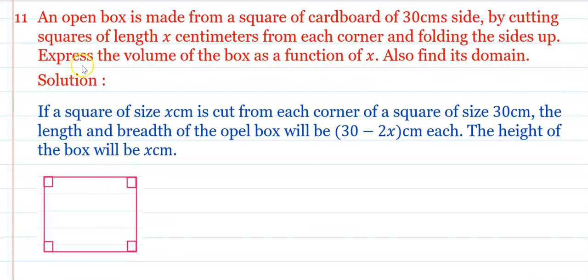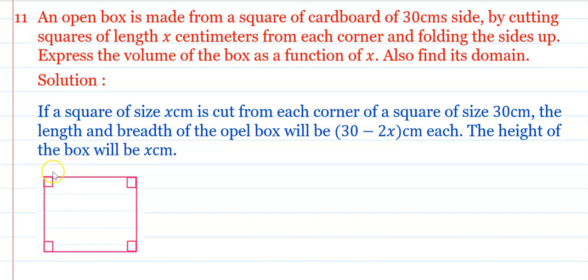Now the next question. An open box is made from a square of cardboard of 30 centimeter side. We are going to prepare an open box from it, by cutting squares of length x centimeter from each corner and folding the sides up. Express the volume of the box as a function of x. Also, find its domain. Okay.